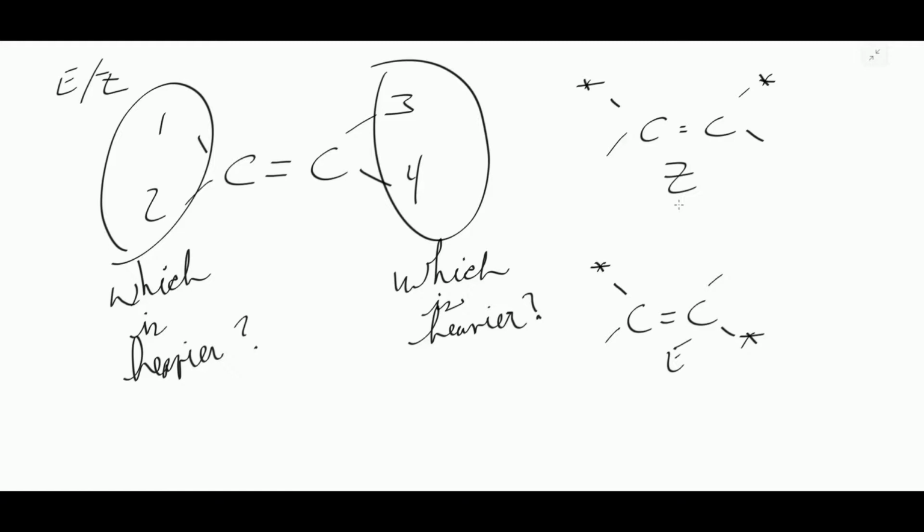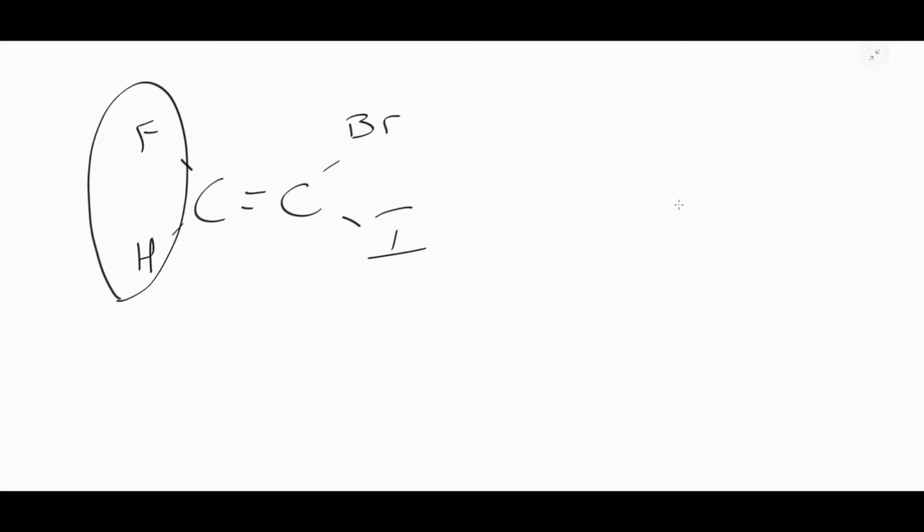Now, sometimes this is easy. For example, carbon bound to carbon, and you have, say, hydrogen, fluorine, bromine, iodine. Which is heavier, hydrogen or fluorine? Compare these two because they're bound to the same carbon. Fluorine is heavier than hydrogen. Compare these two, they're bound to the same carbon. Iodine is heavier than bromine. So this compound is going to be E because they're on opposite sides.